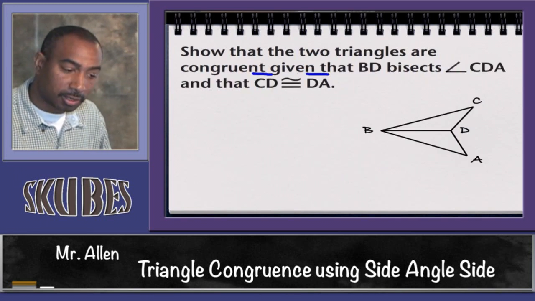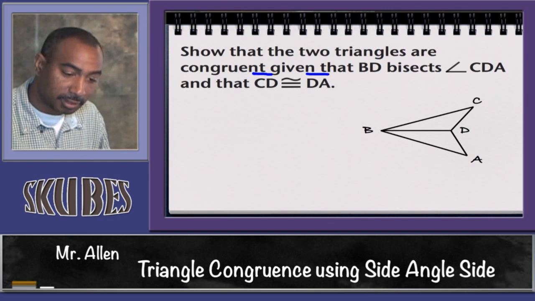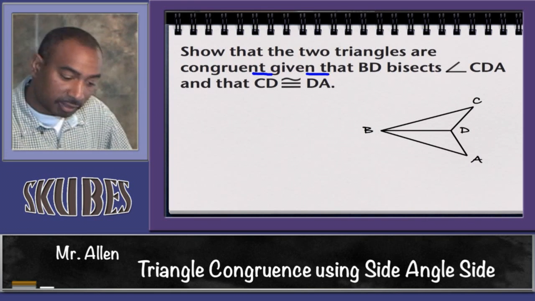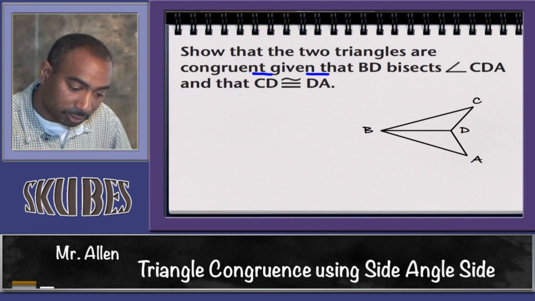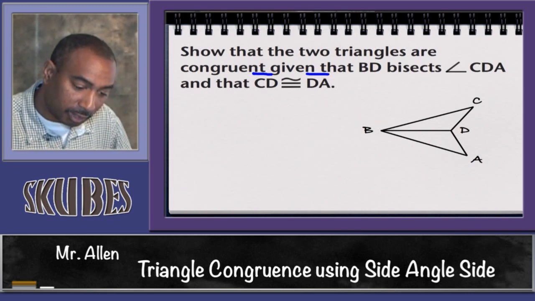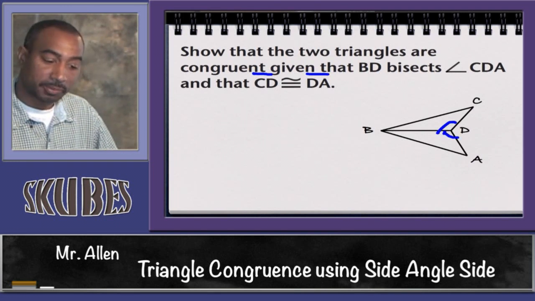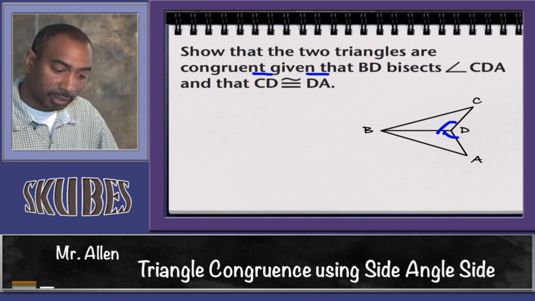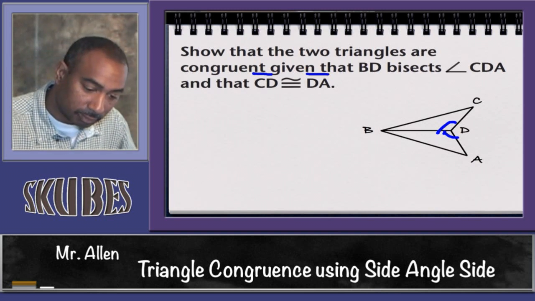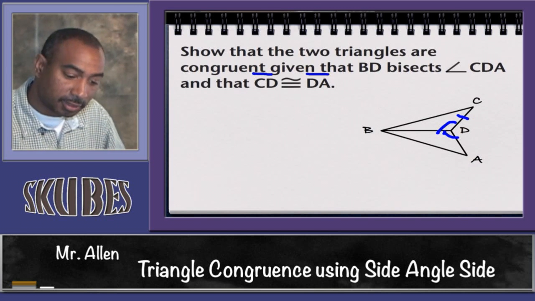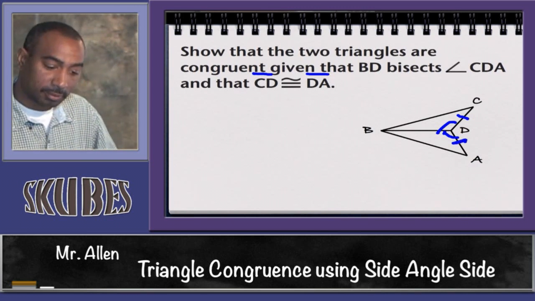Show that the two triangles are congruent, given that BD bisects angle CDA, and that CD is congruent to DA. So, if BD bisects angle CDA, that forms two congruent angles. That means these two angles have to be the same measure. And if CD and DA are congruent, that means they have the same length.